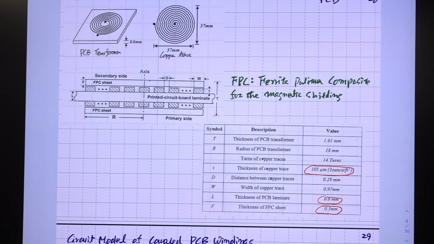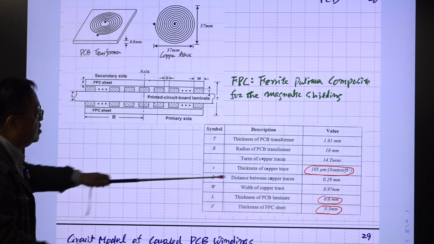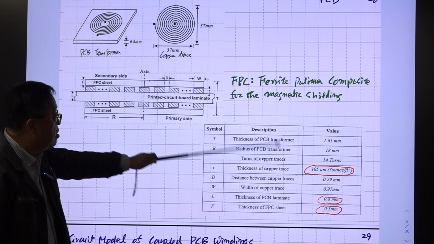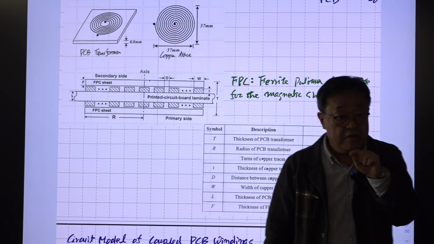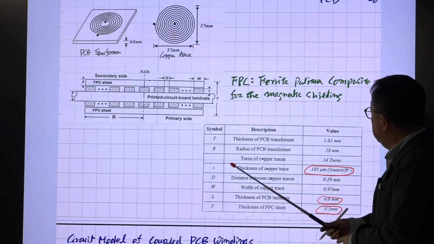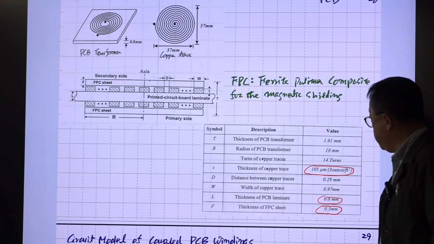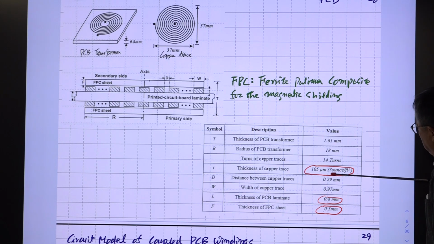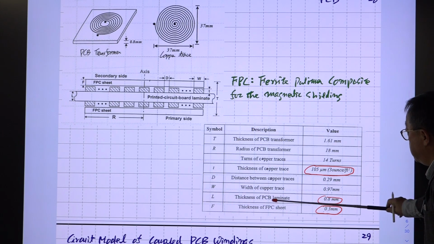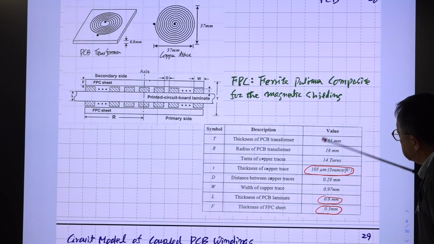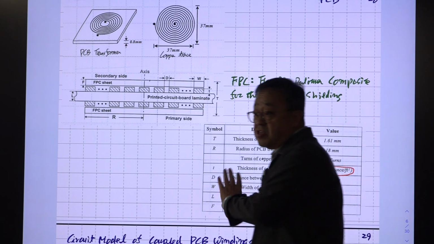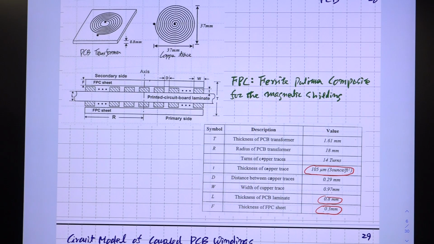Right, and these are dimensions. The thickness of the trace was important, right? Because the switching frequency is about 1 megahertz. The skin effect was the issue, right? So to minimize the skin effect, this thickness should be relatively thick. So we used this one, 3 ounces per square foot, and this is the thickness of the PCB laminate, the thickness of the FPC sheet, and so on. Okay. We didn't design this. We just made this spiral winding, trial and error, and we used whatever we had. Okay. So this is backward engineering.